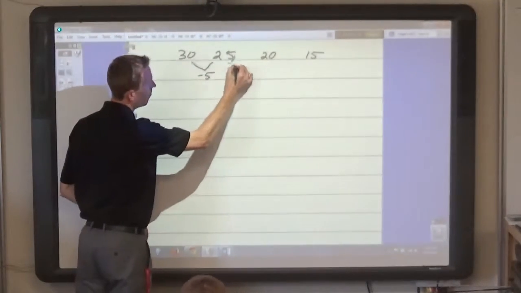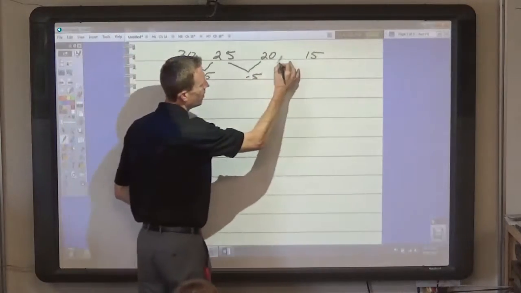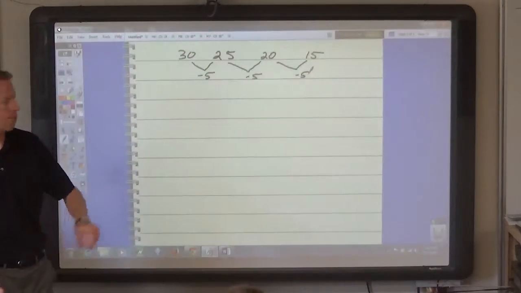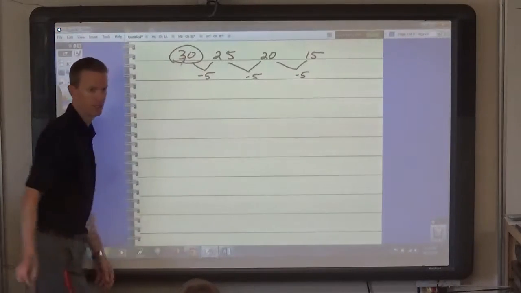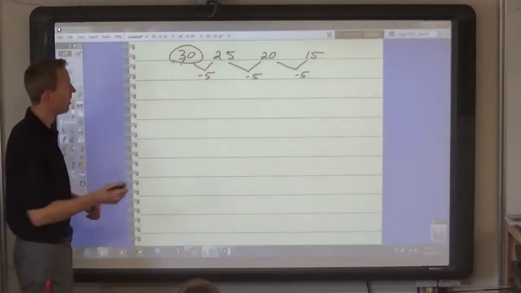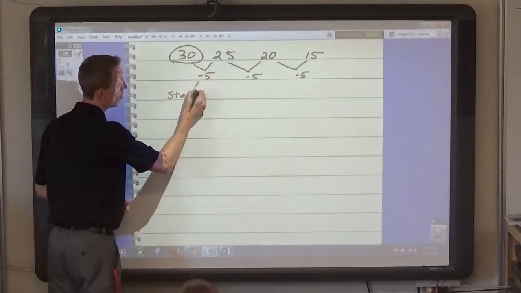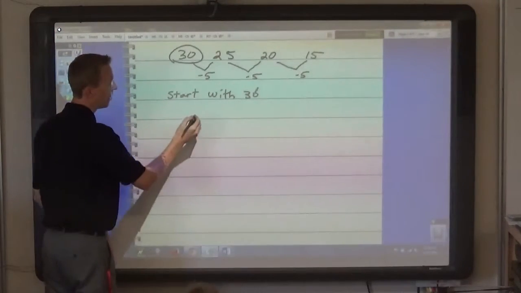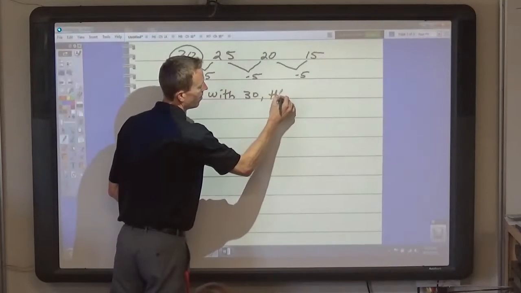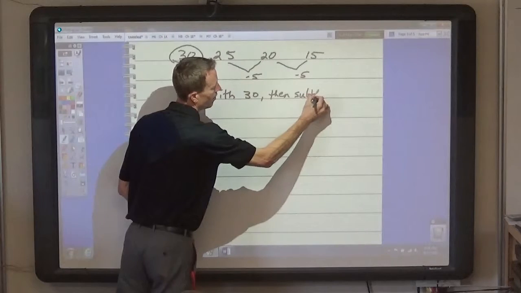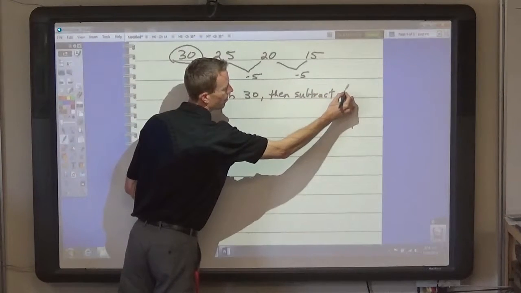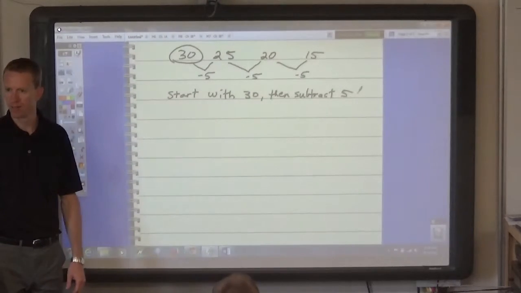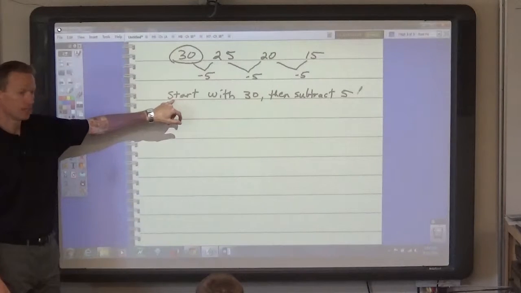So this is -5, this is -5, this is -5. And so you have to describe this pattern in 2 ways. First of all, what are you starting with? Class? 30. So you write start with 30 and then subtract 5. Okay? That's how you can answer that question. What is the pattern? Start with 30, then subtract 5.